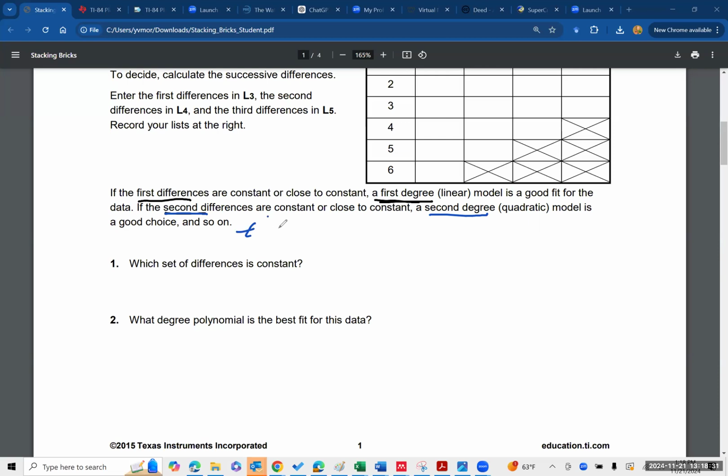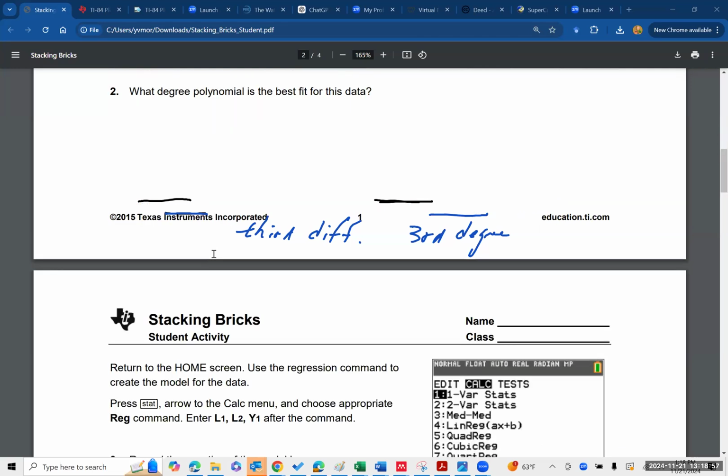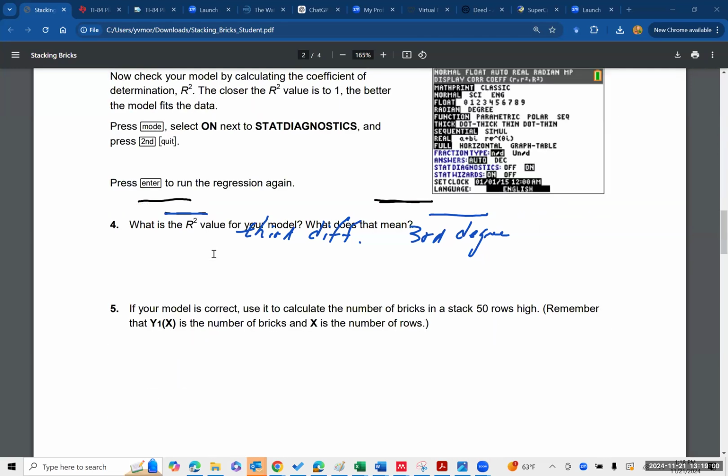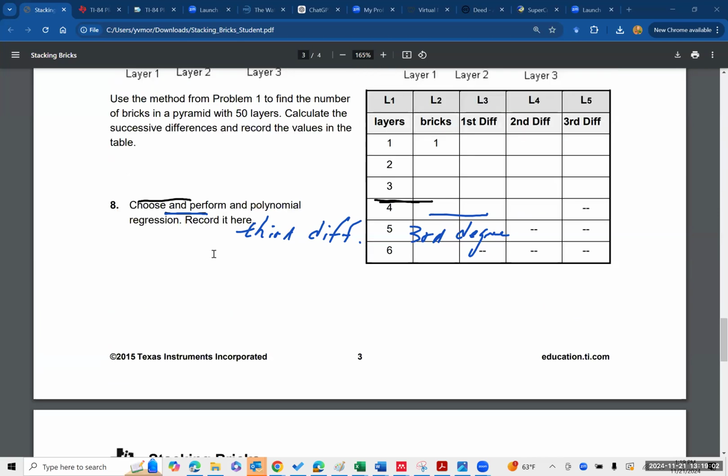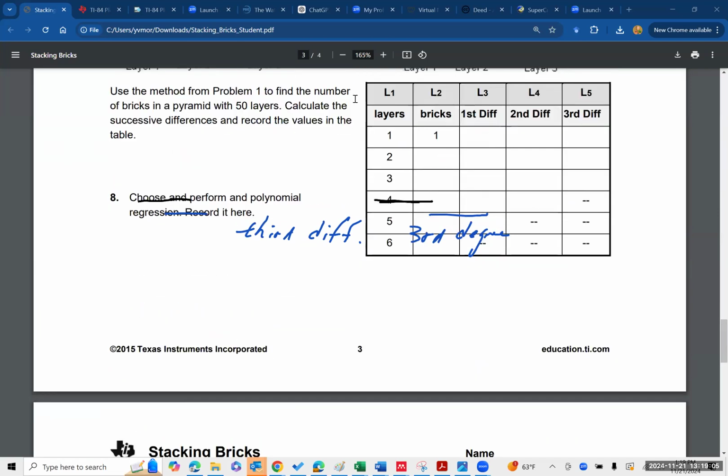So then if the third differences are the same, then it's a third degree. We don't have a special name for it. It's just the third degree polynomial. So what we're going to do, because they ask us on this one to choose and perform the right polynomial regression, we're going to do that in the calculator. Okay.